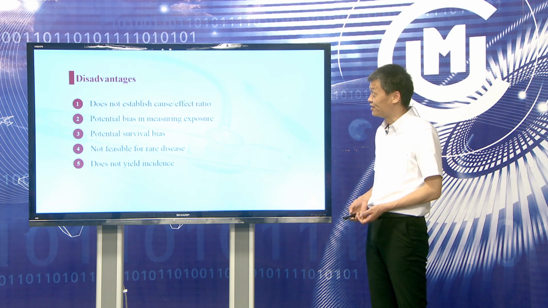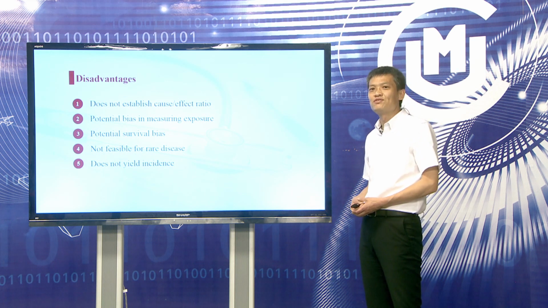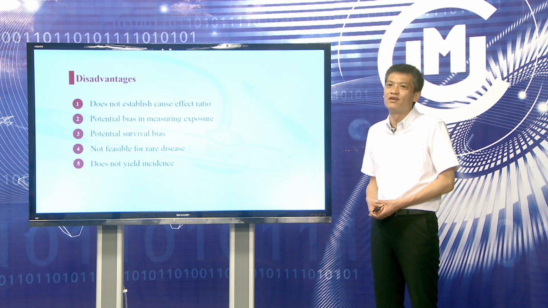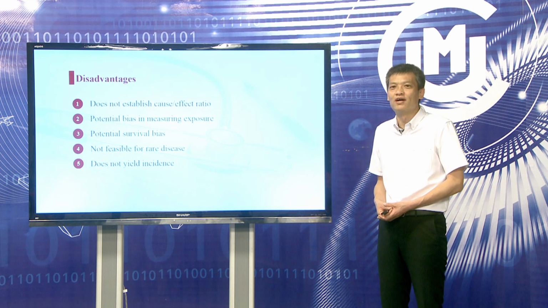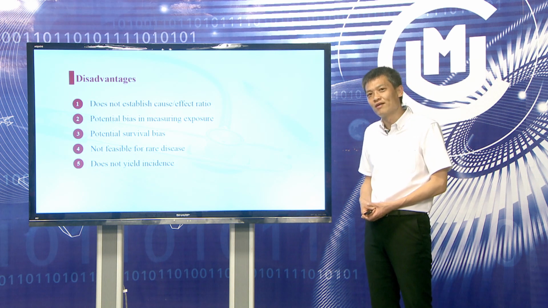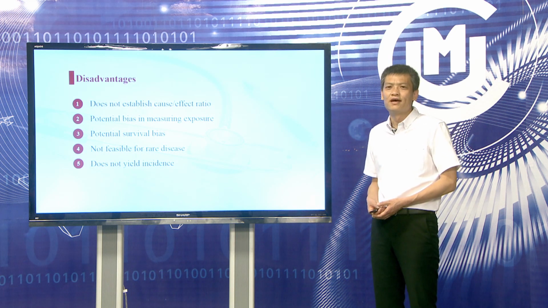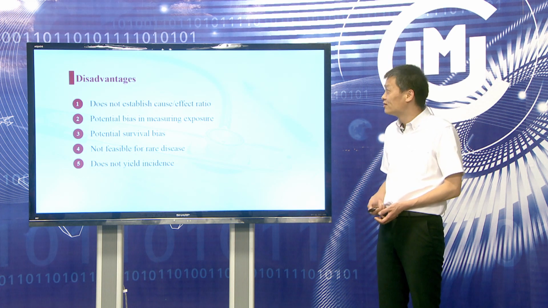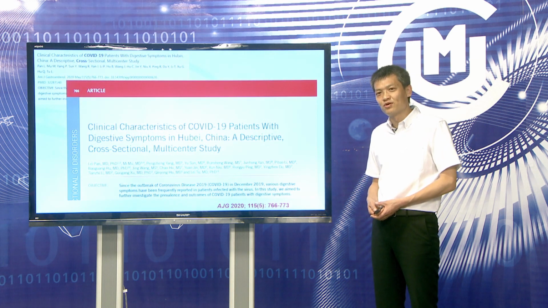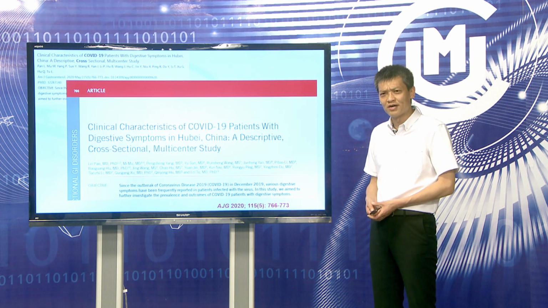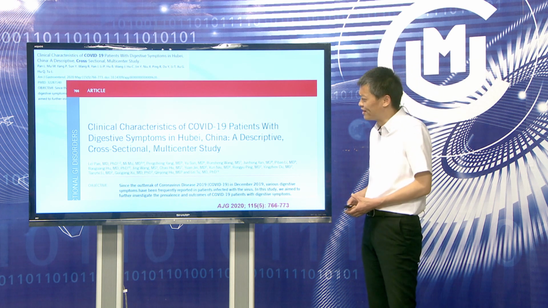These are disadvantages of cross-sectional study. The cross-sectional study does not establish a cause-effect relationship, and there may be potential bias in measuring exposure, and there is potential survival bias. It is not feasible for rare disease and does not yield incidence. This is an example of a cross-sectional study about COVID-19 patients with digestive symptoms in China.